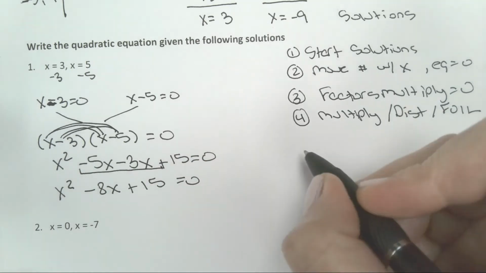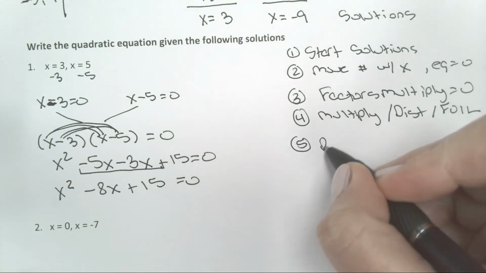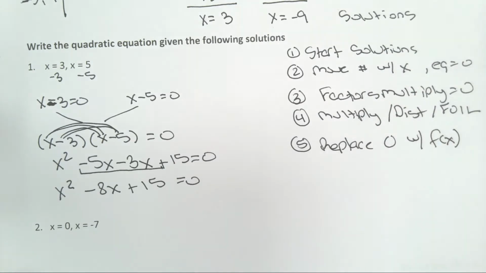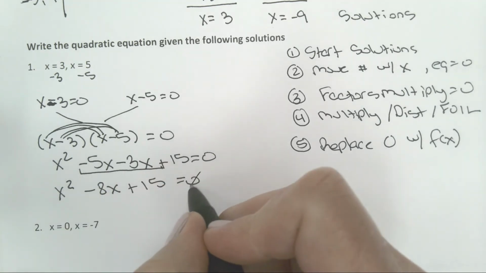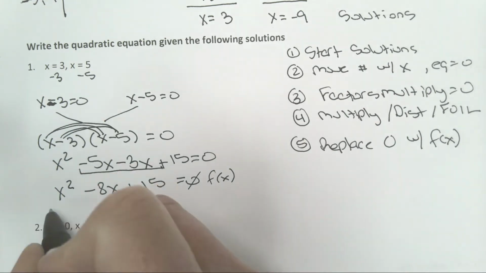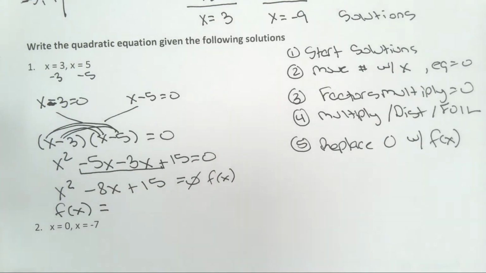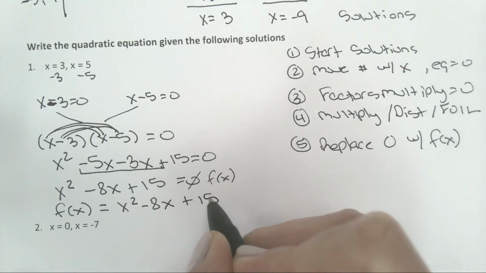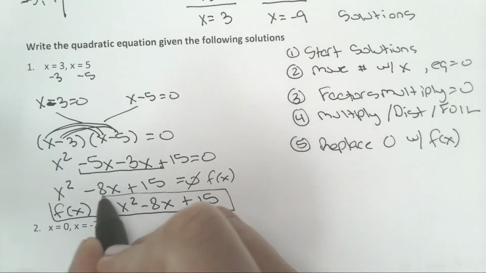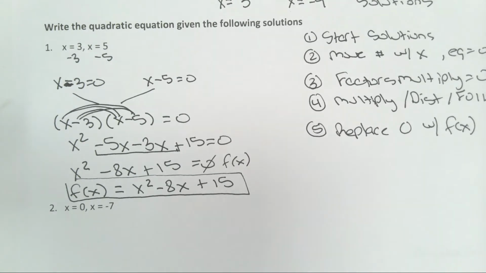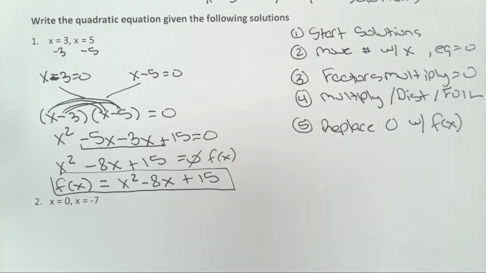equals 0. And step number 5, you're going to replace the 0 with f of x to write it in function form. So we're going to get rid of 0, and we're going to put an f of x in its place. I generally like my f of x on the left, so f of x equals x squared minus 8x plus 15. So that is how, given your solutions, you work backwards and you write your equation.